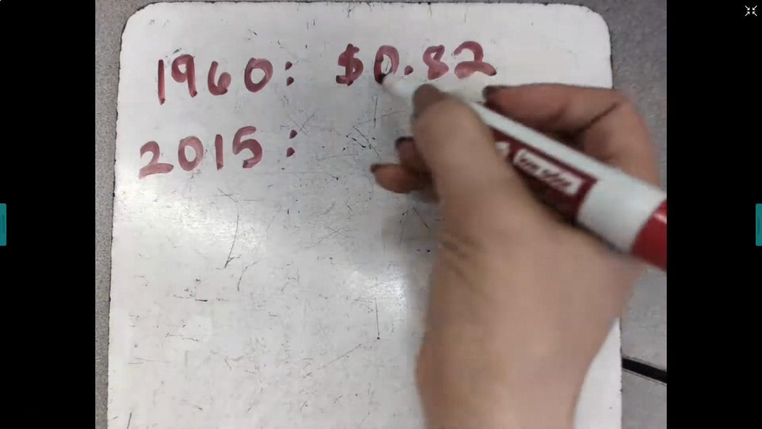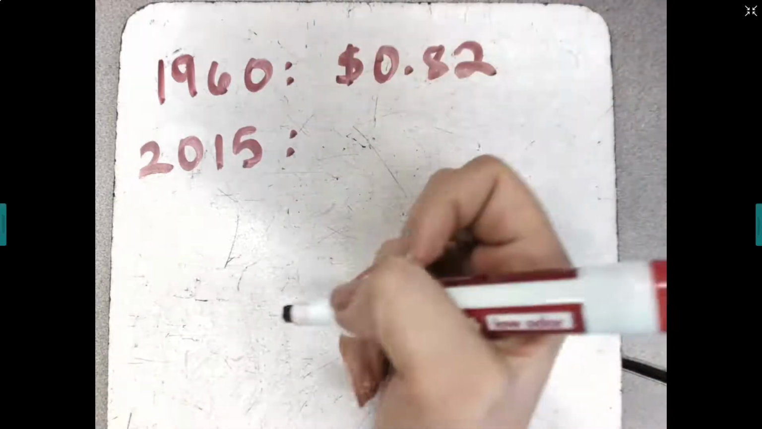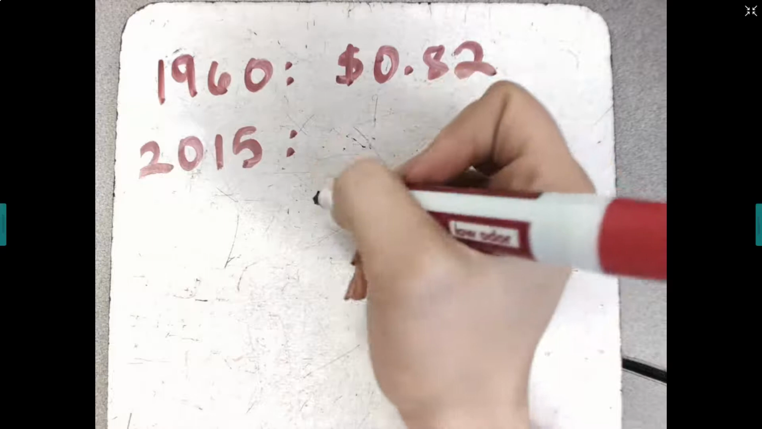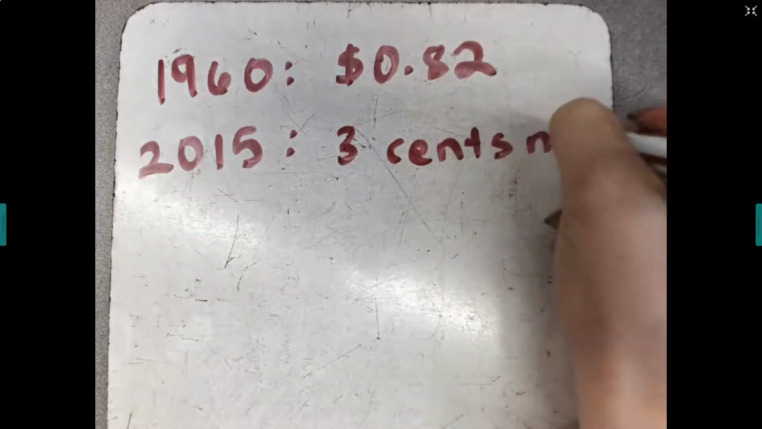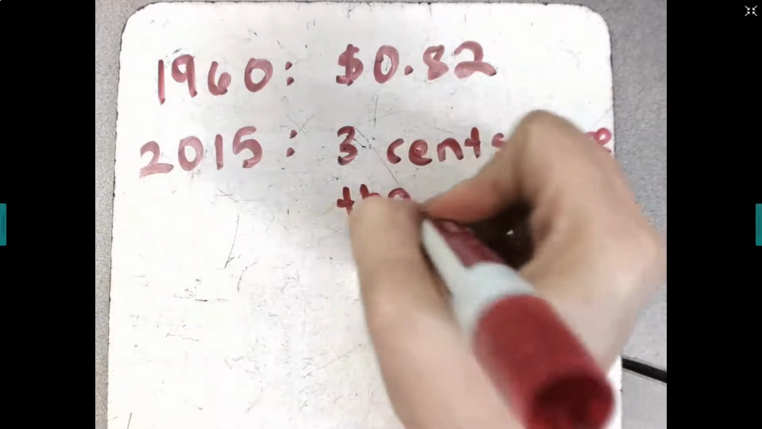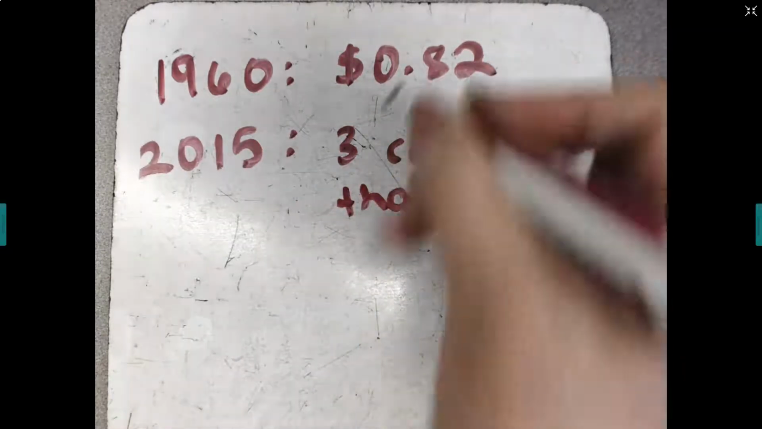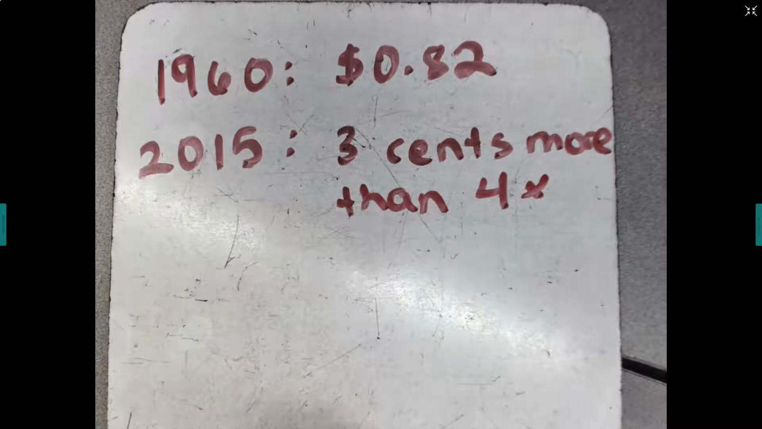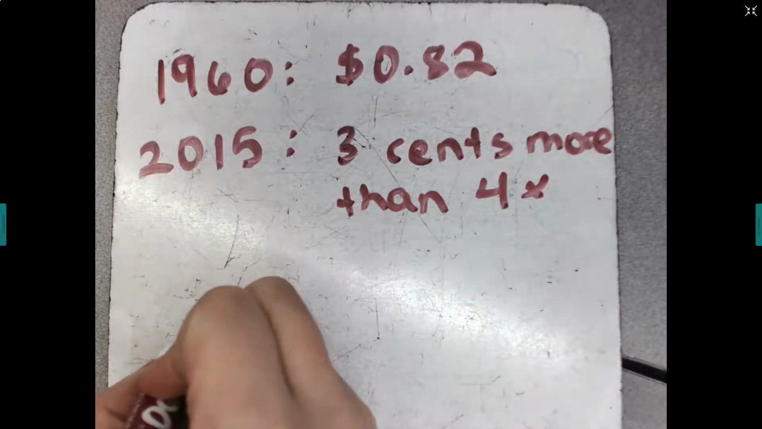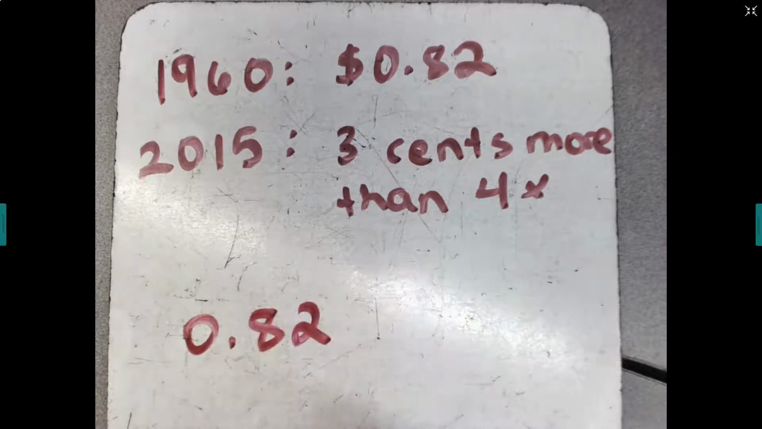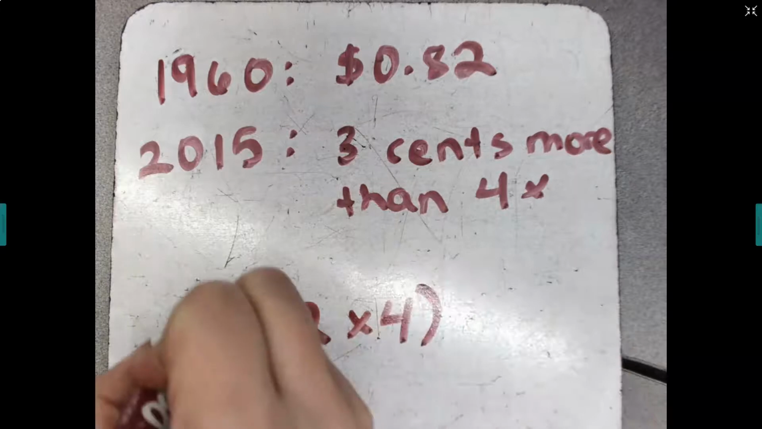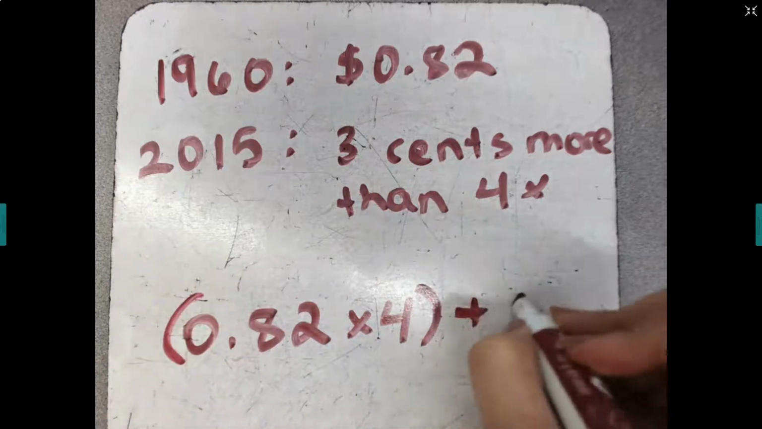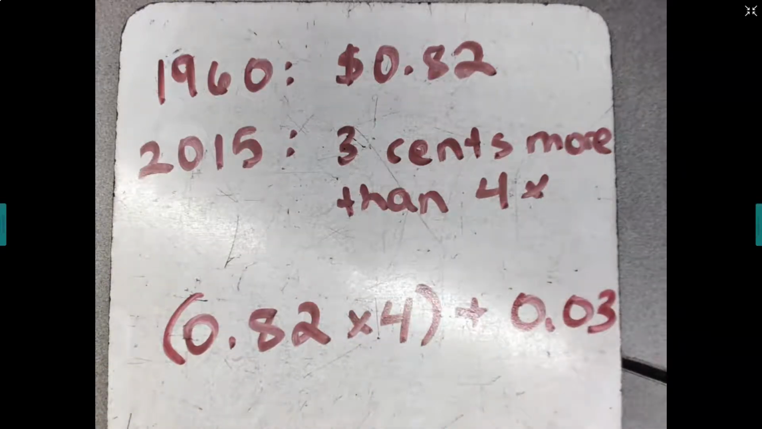Let's talk about what we know. So in 1960, it cost 82 cents. In 2015, it costs 3 cents more than 4 times this amount. Okay, so that means we can set up an equation here. I can set up what 4 times of this would be. That's what I'm going to do first. And then I can add my 3 cents, and that will give me the answer.